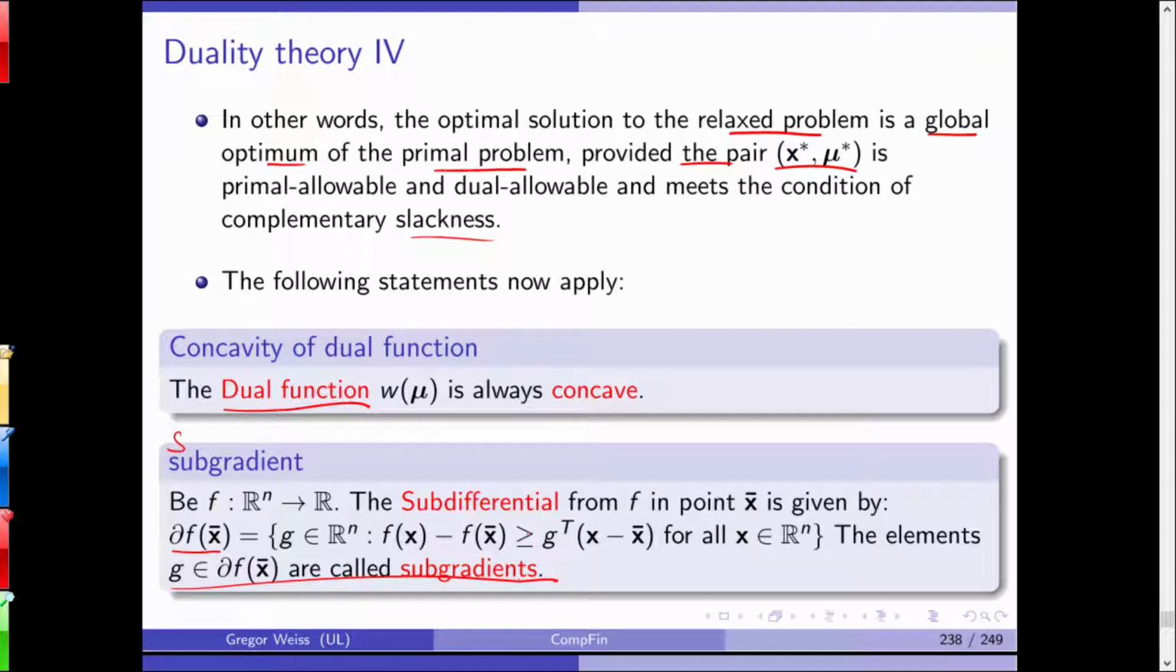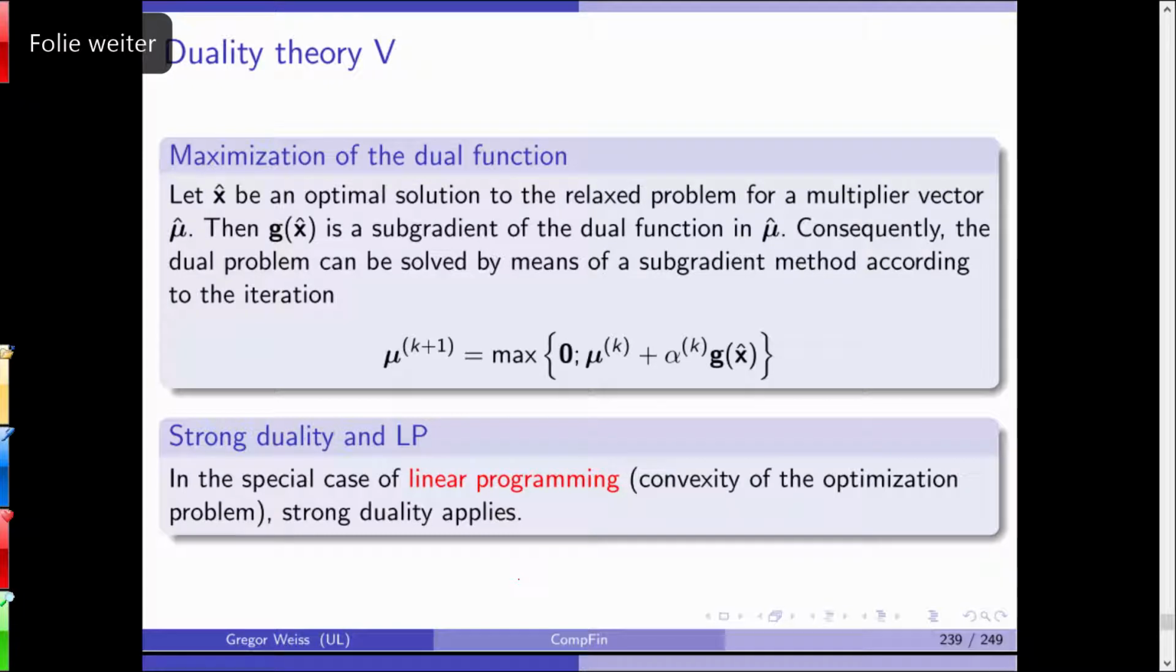It's a slightly different definition of a derivative, and because it's not the derivative and it's not the gradient, it's called the subdifferential and the subgradient. Now, what can we do? Let x hat be an optimal solution to the relaxed problem for a multiplier vector mu hat, then g at x hat is a subgradient of the dual function, and consequently the dual problem can be solved by means of the subgradient method according to the iteration. And this is the most important part here.